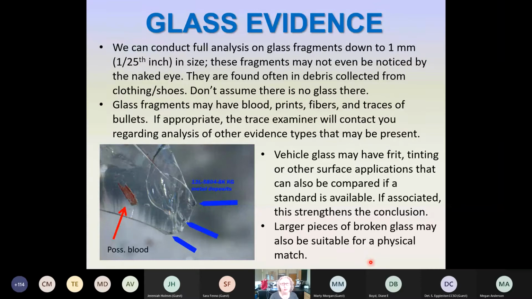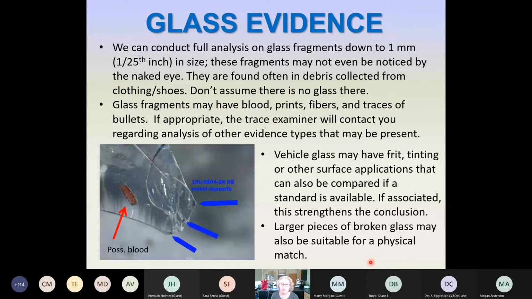If appropriate, you will be contacted regarding the analysis of other evidence types that may be present. So if we have assessed the scenario, given the reports we received from you, and we think, you know what, this blood might not be from the victim, it might be from somebody else, so let's figure out if that needs to go for testing, we will reach out to you before we proceed.